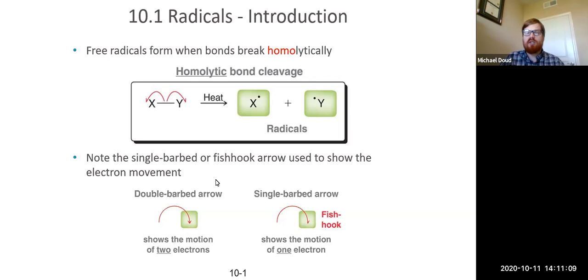This is the key distinction when we're looking at radical mechanisms. We need to make sure that we understand the single barbed arrow is like a half arrow. It follows the movement of a single electron, whereas what we've seen so far, the double barbed arrow, shows the motion of two electrons. The example would be loss of a leaving group. When you follow the pattern for loss of a leaving group, that's going to use the double barbed arrow, where one covalent bond goes entirely to one atom, and it forms a lone pair on that atom as it leaves the rest of the molecule. Whereas here, this is homolytic, so we're going to use the fishhook arrows.